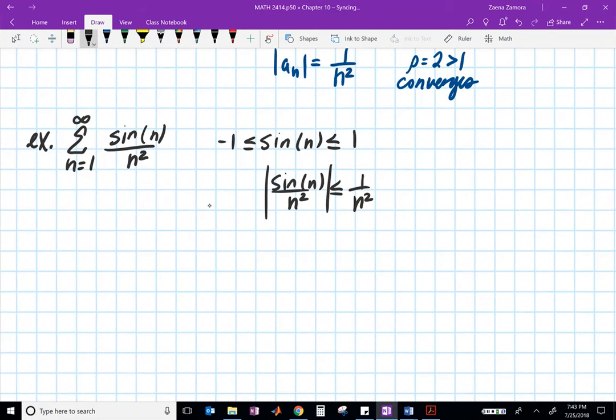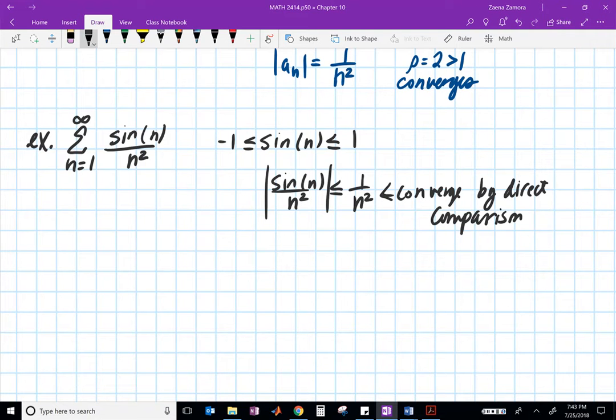So here I can use my direct comparison test to see if this one converges. Does 1 over n squared converge? Yes, this one converges by direct comparison. And since 1 over n squared is bigger than the absolute value of sine of n over n squared, and this bigger one converges, what can I also say about this one? This one also converges. And since this one converges, what can I say about the original series? That one also converges.